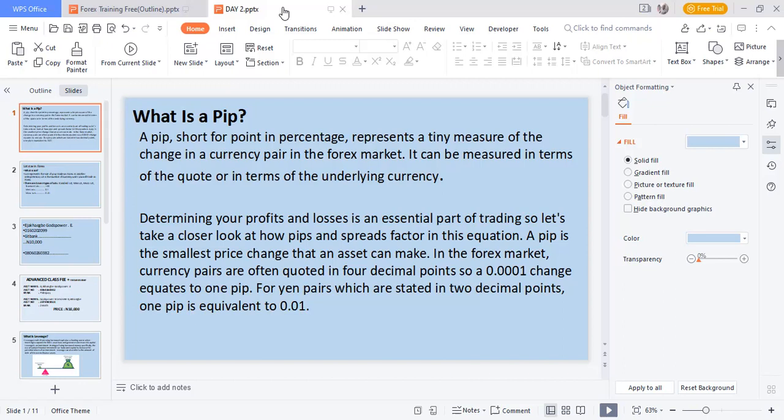Now, what is a pip? A pip is just a single movement in the forex market. For instance, we are going to be looking at some currency pairs, and it's going to be in two sections. We are going to be looking at those currency pairs that have to do with USD and the likes, and we are going to look at yen pairs. So let's go straight to Google and see what exactly a pip is.